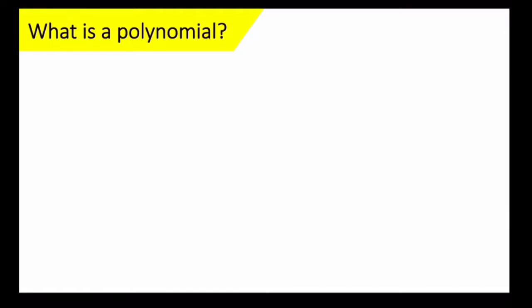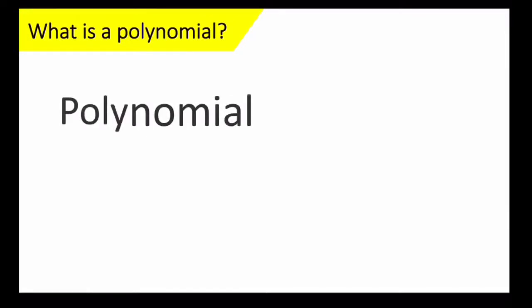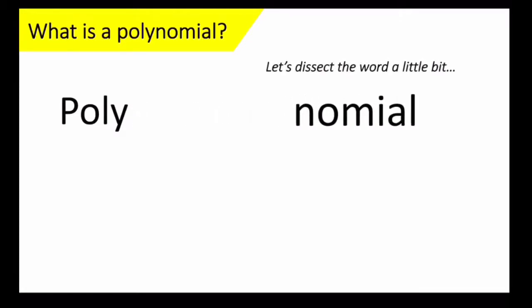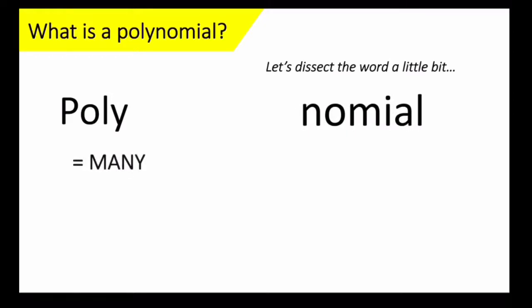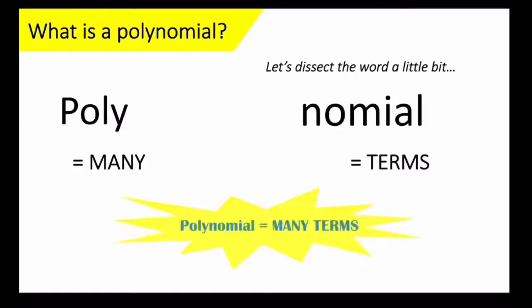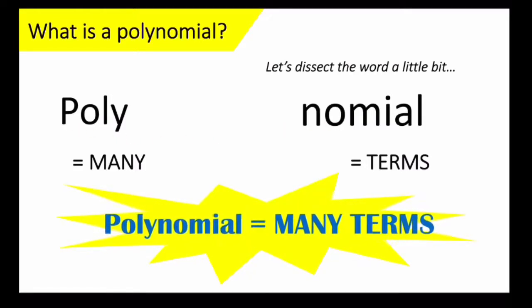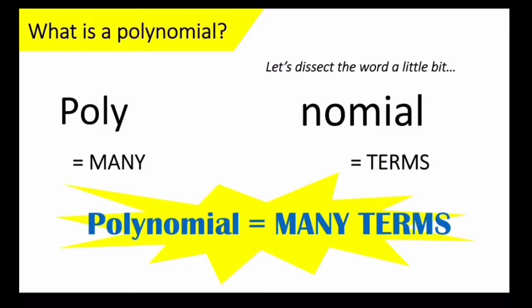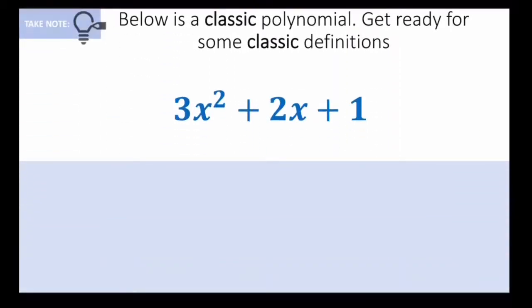What is a polynomial? Well, there's a polynomial. What we're going to do is dissect the word a little bit. Polynomial. Poly actually means many, and nomial means terms. So let's put those words together. Polynomial. Many terms. So we're going to go through some classic polynomial definitions.